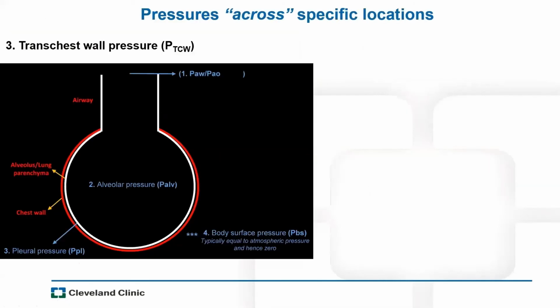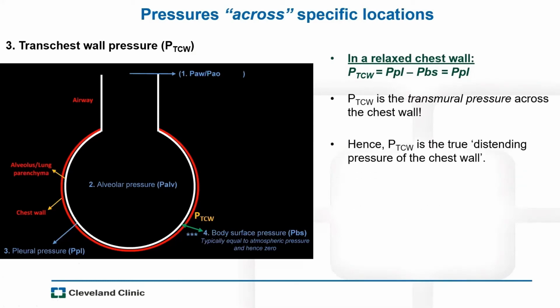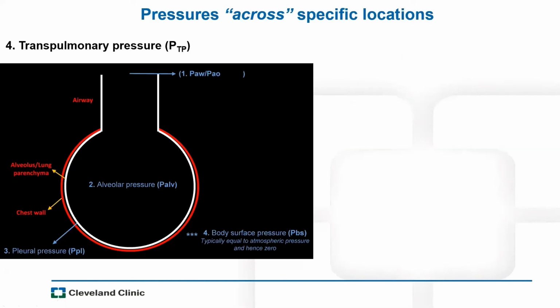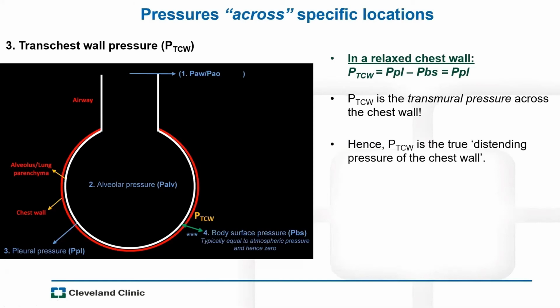All right, the third one is pretty brief. It's the trans-chest wall pressure right here. Not very pertinent for today's talk. We'll have a separate module on chest wall mechanics. So essentially, this is pleural pressure minus body surface pressure, which is typically 0 in a relaxed chest wall with no PMUS. And this will become important when we talk about chest wall mechanics, so I'm just going to skip it for now.